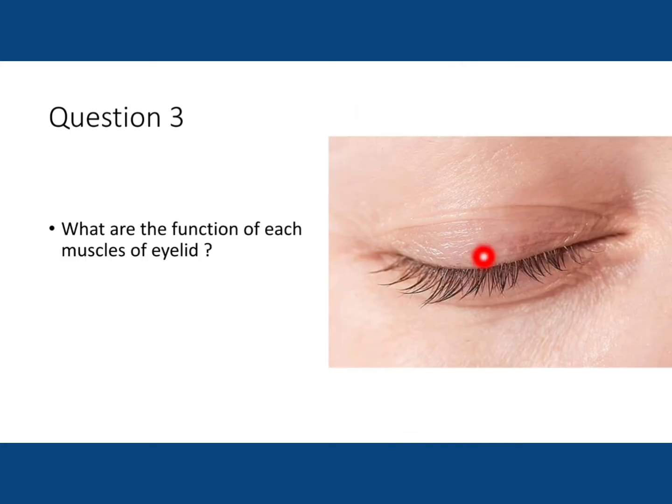Here in this picture you can see the person is closing his eyes, right? The closed eye. The orbicularis oculi muscle is responsible for closing of both eyelids. So this is due to the orbicularis oculi muscle.